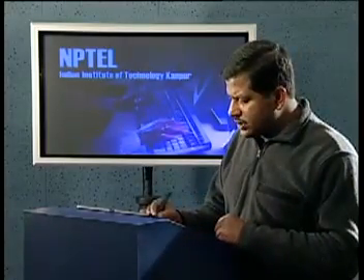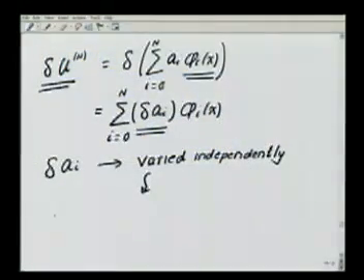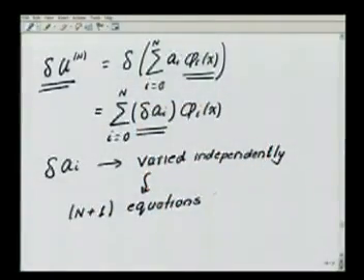Now what we will do next is, we are going to vary these independently, and we will end up getting, by variation, n plus 1 equations which are simultaneous equations in terms of the n plus 1 variables ai.